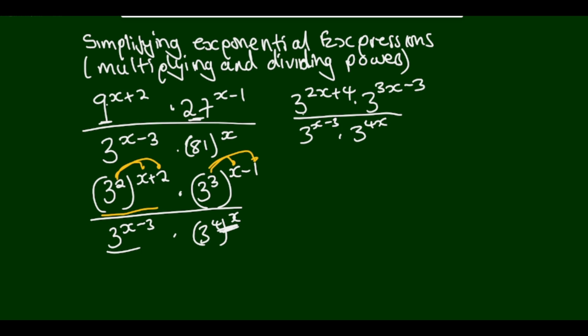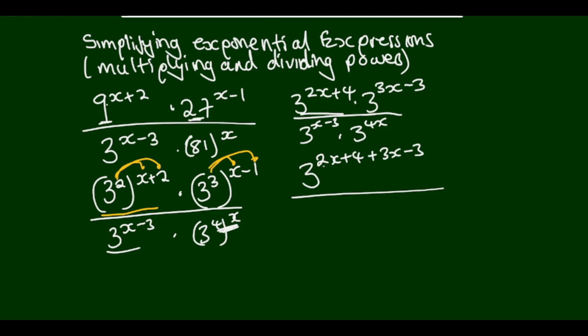So we're multiplying powers with the same base here. So we add the exponents. So it becomes 3 to the power 2x plus 4, then plus 3x minus 3, like that. Okay, there's no need to put brackets here because addition will not change anything in the brackets. So we can just add things like that.